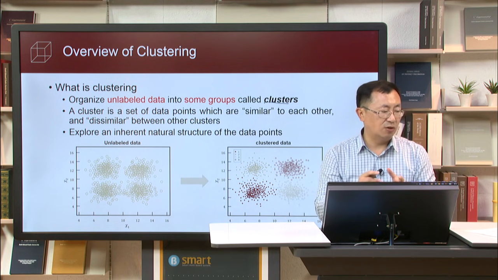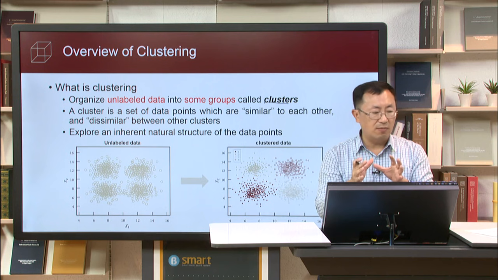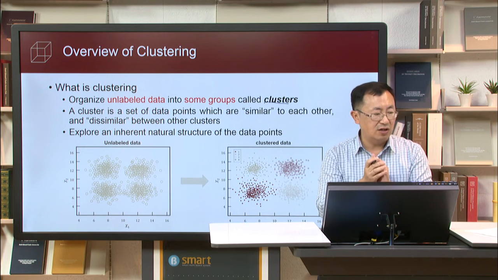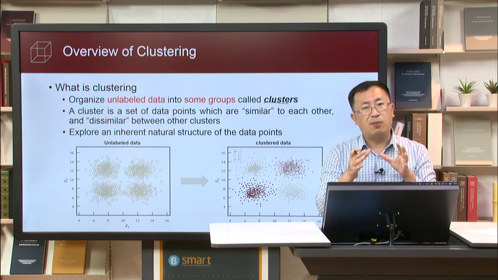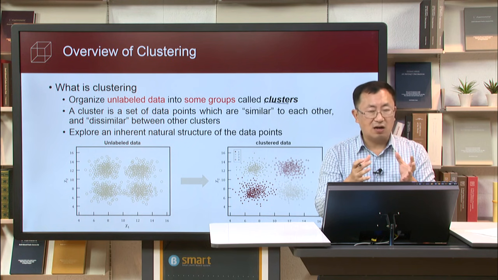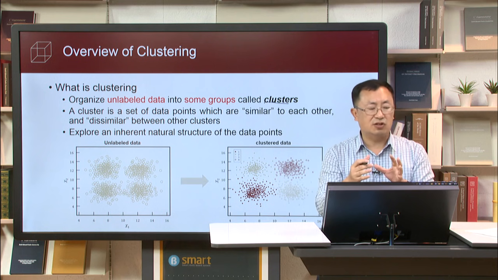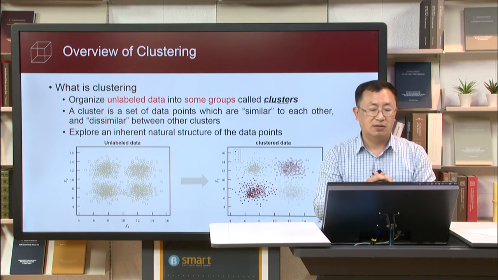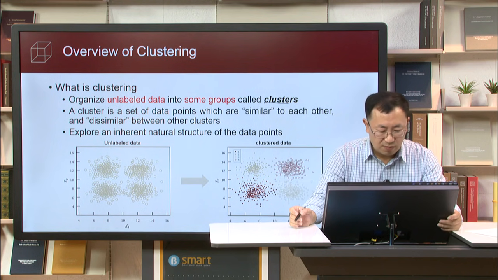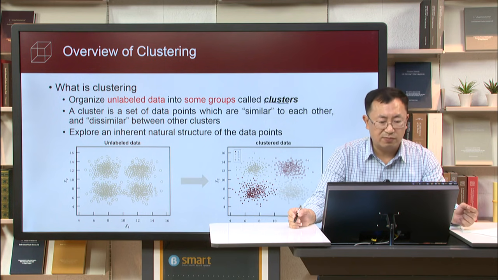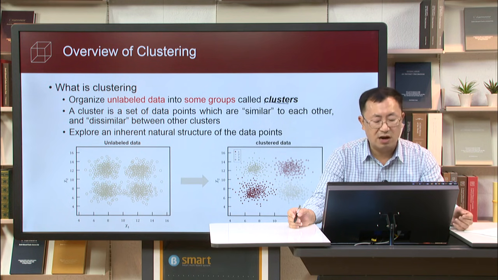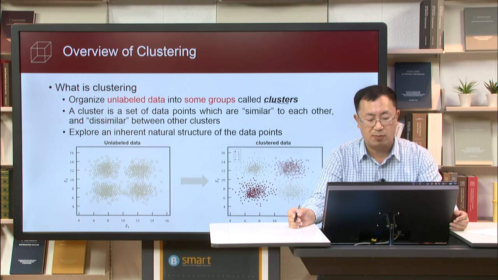So we try to group the points into some number of so-called clusters so that the data points within a cluster are close or similar to each other. At the same time, the data points of different clusters are dissimilar. Basically, by solving the clustering problem, we try to explore the inherent and natural structure of the data points.